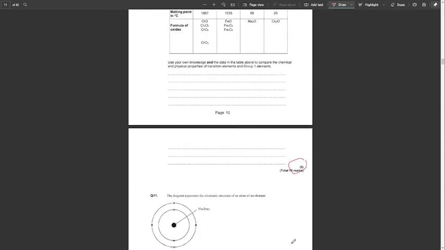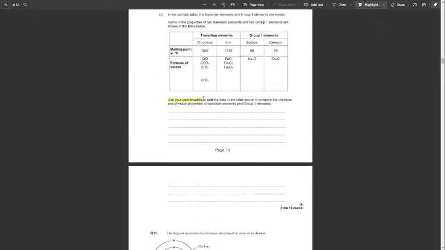This is a 6 mark question. Now when you see a 6 mark question and you see all of these lines just here, don't be scared by that. You can use the marks to your advantage once again. Use your own knowledge. It said use your own knowledge. You need to use your own knowledge. There are some things the data in the table above, which is the other bit of information, won't tell you. That's an assumption.